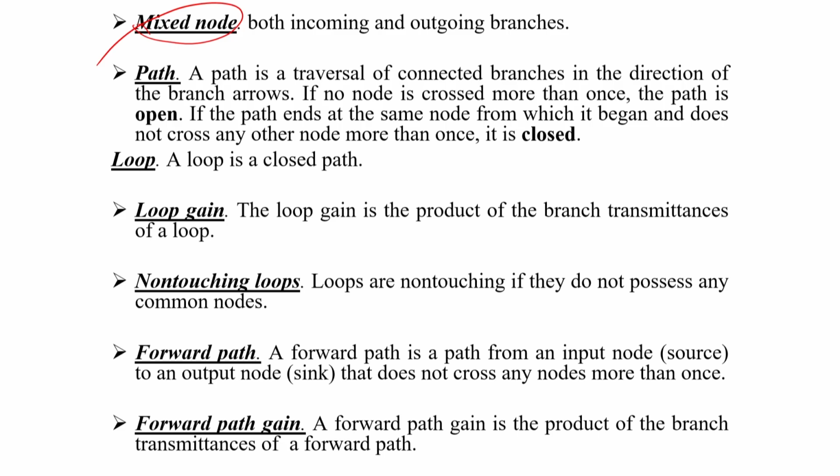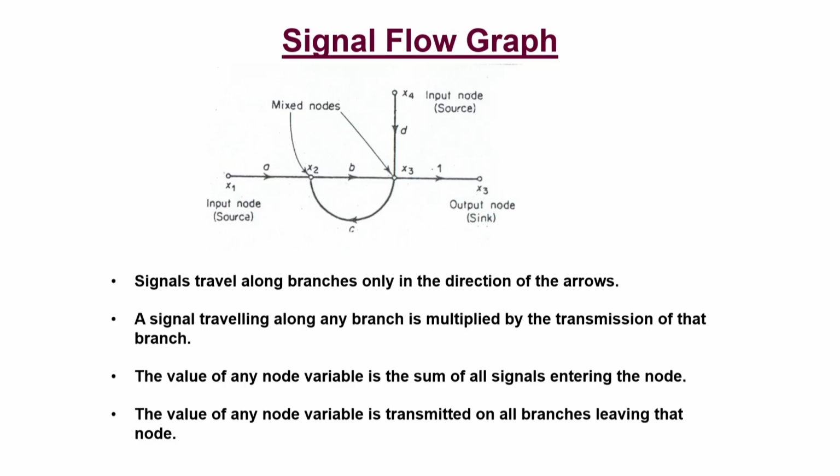And then there can be loop gains, that is the product of all the transmittances. There can be two loops which are non-touching, that means they do not share a single common node. No common node is actually non-touching loops. And then a forward path, which is a path from an input node to an output node and the corresponding gain of it. So, let us look at a signal flow graph representation of a system.